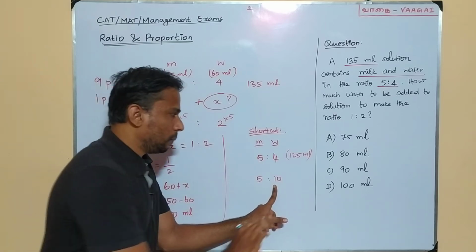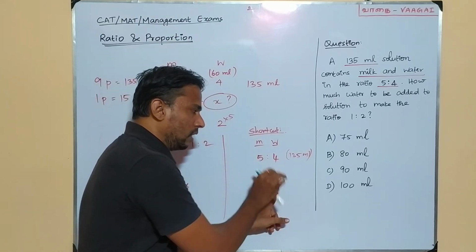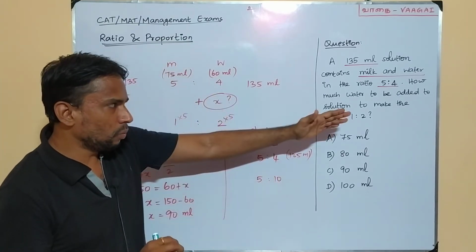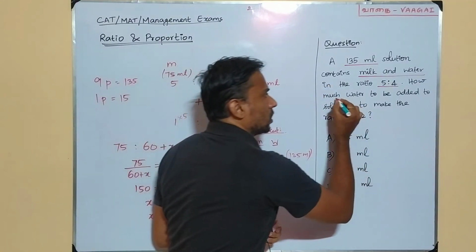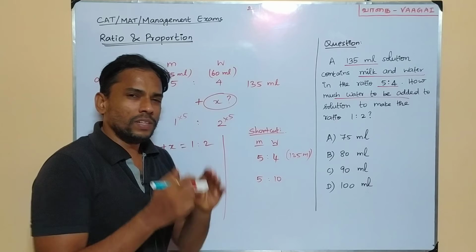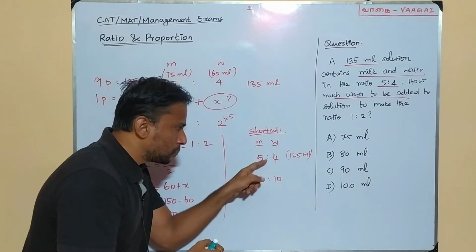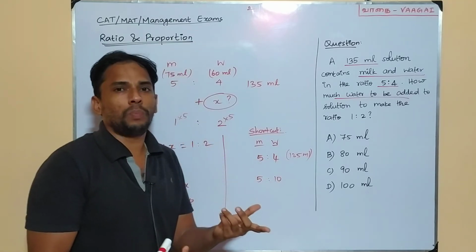Is it or not? So that means how many parts of water are added? That is the question. In the question, what are they asking? How much water is to be added? That's our question. So we will compare part-wise. How many parts of water are added? 6 parts. Is it or not?